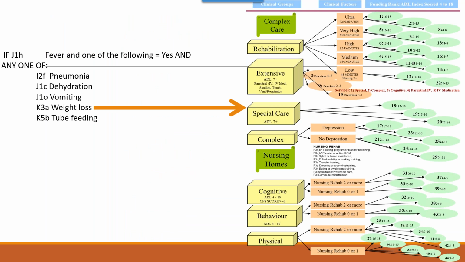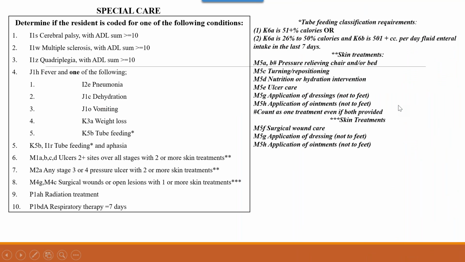Okay, now how does it impact your funding level? It impacts funding in the fact that if you have a fever that is in J1 section of the MDS called health conditions, item number H, fever and any one of these following factors will put you into this special care group. So fever and weight loss. So weight loss doesn't impact your funding all by itself, but if it's accompanied with a fever, then it will put you in the special care group. And then you can see what level of funding, whether you're in the 20 highest funding group or the 18th highest funding group. Let me go back up.